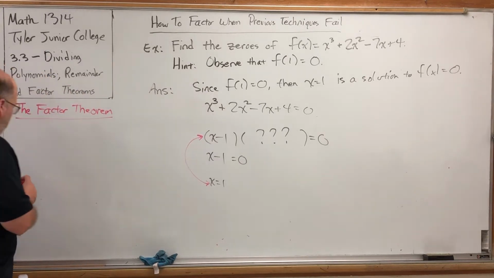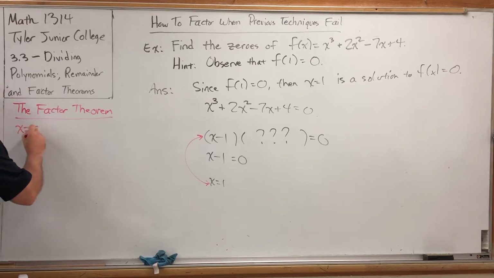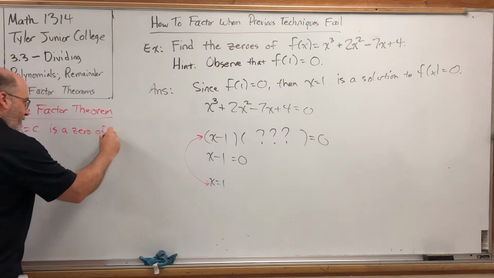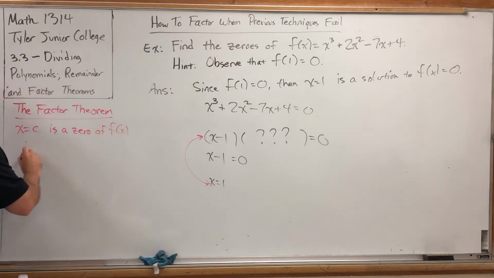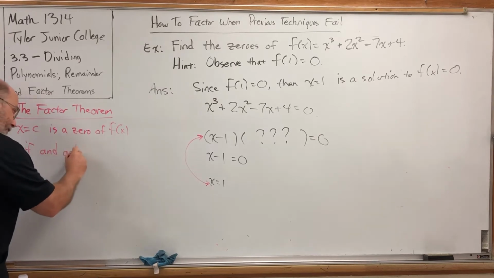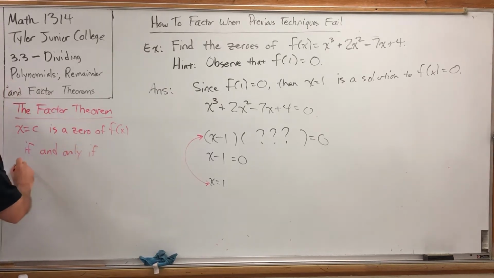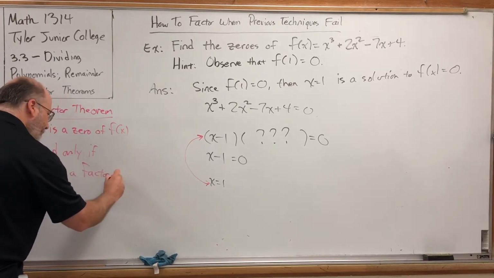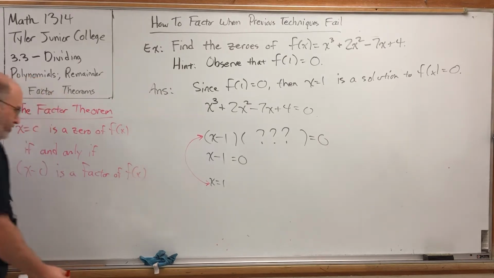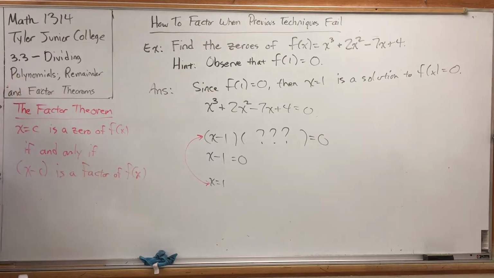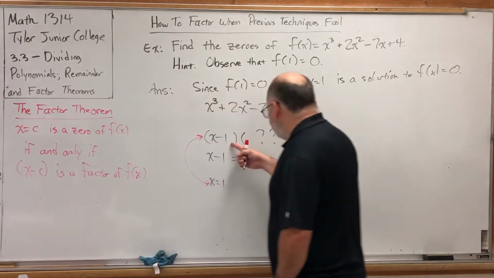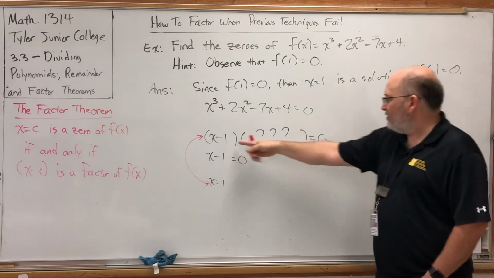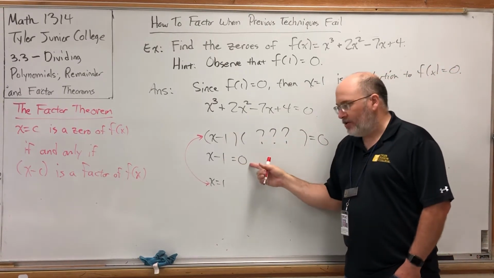So it goes something like this. x equals some number, we'll call it c, is a 0 of f of x if and only if x minus c is a factor of f of x, which kind of makes sense based on the discussion that we've had over here. When you have a factor of a polynomial function, then setting that function equal to 0 means that you would set this factor equal to 0 and then solve it.